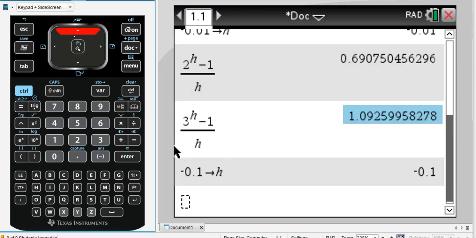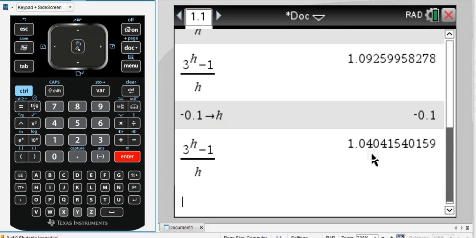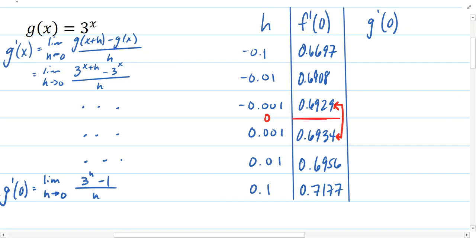And I'm going to execute this expression. We get 1.0404. So when h is negative 0.1, we get 1.0404. And again, we can go through the calculator and change the h values to each of these numbers that remain. Go ahead and try that again on your own.